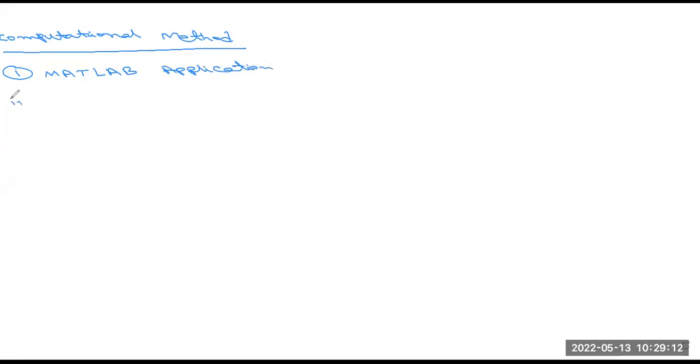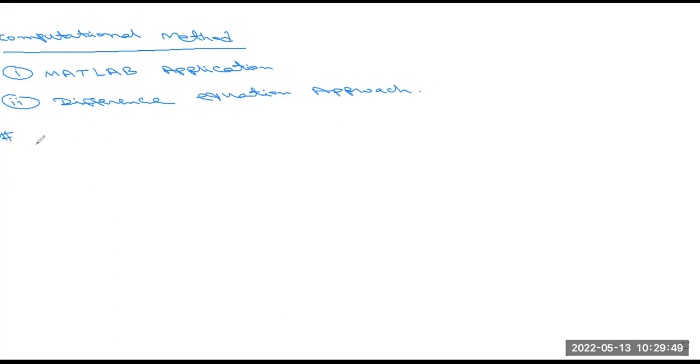Basically it is classified into two approaches: number one, the MATLAB approach, and number two, the difference equation approach. So we solve this computational method in these two categories. In the MATLAB applications, we take one example.